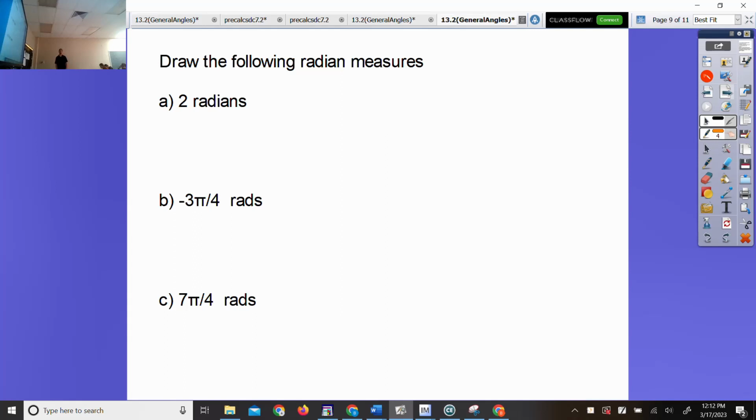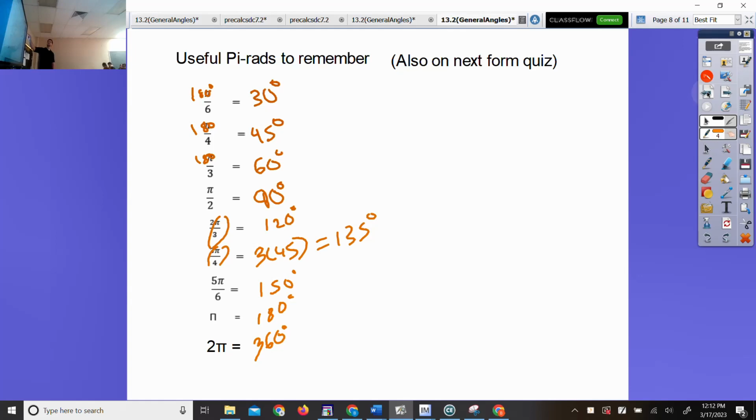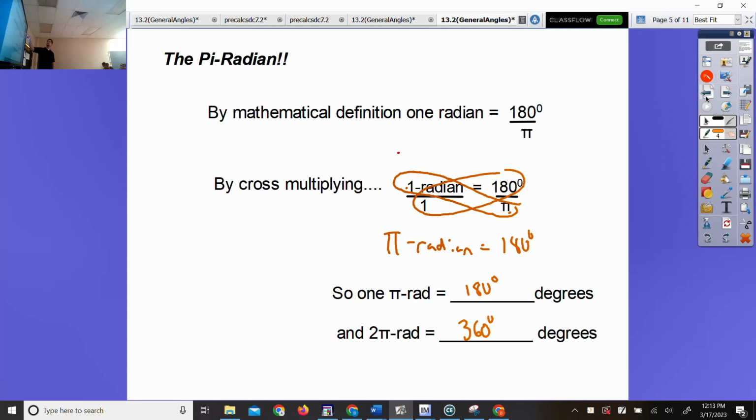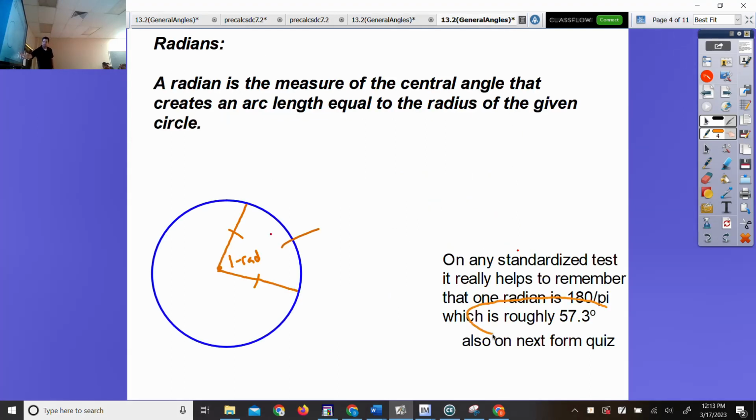All right, draw the following radian measures. That one was on your benchmark. 2 rads. For drawing purposes, I wouldn't use a formula. I'd use the rough approximation of a radian: 57.3 degrees. Memorize it. It's in your notes. 1 radian is 57.3 degrees roughly.